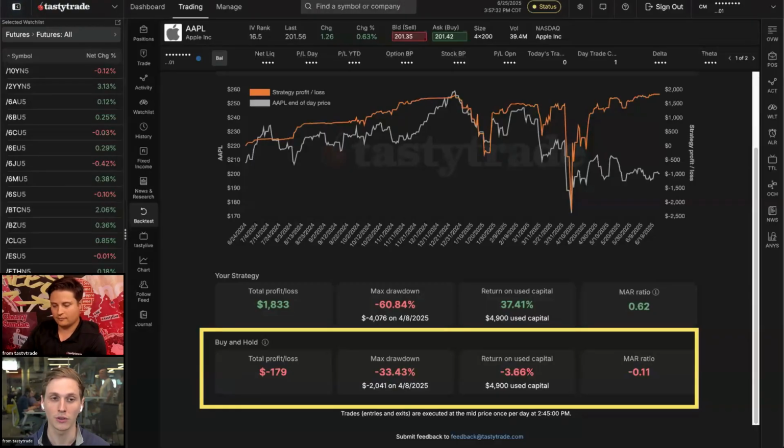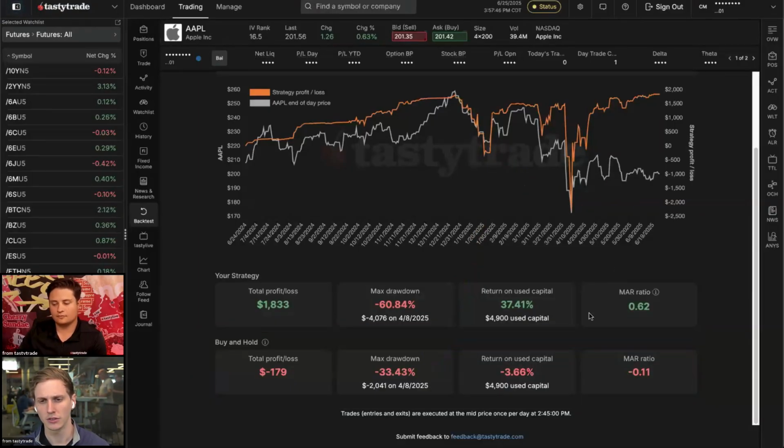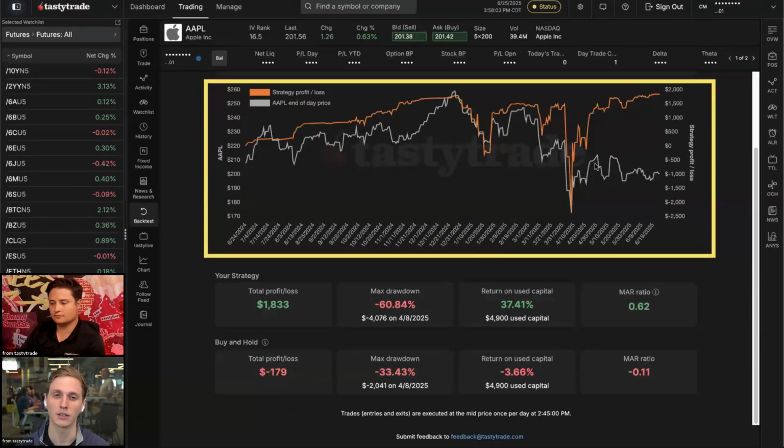Our max drawdown, although about half the amount of our short put, because it's leverage, is still quite a bit. And that's going to be related to that huge drop on April 8th. But then we're also going to look at our return on used capital, and we ended up with a loss on the year, so it's not great. But in terms of looking at Apple or something that has traded a bit sideways over the last year, and maybe you have a conviction that it's going to continue to do this, or you have another symbol that you think is going to trade similarly, then maybe trading short puts instead of buying the stock or doing a different strategy is going to be better in those scenarios.